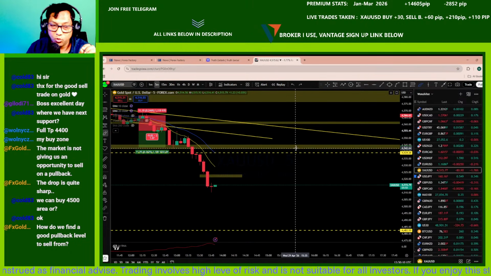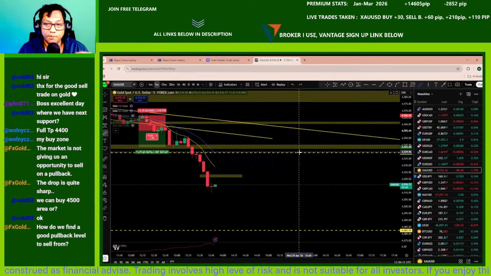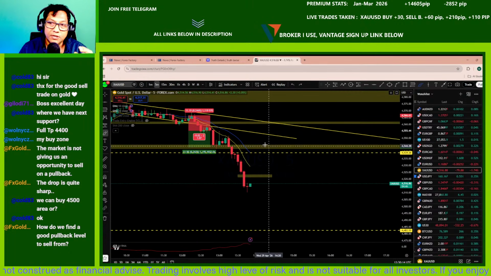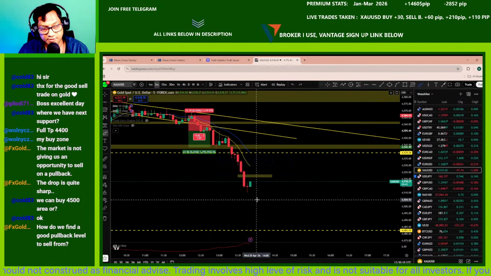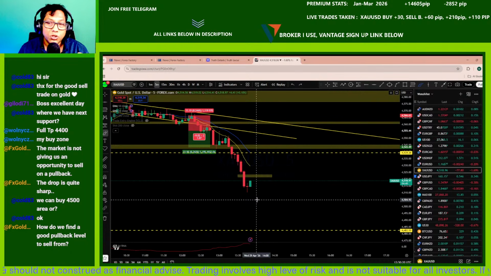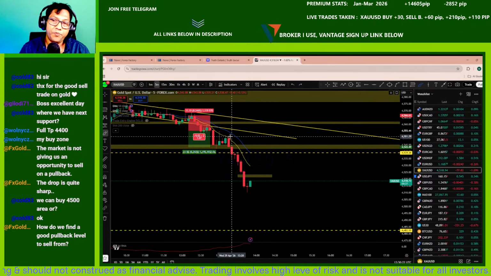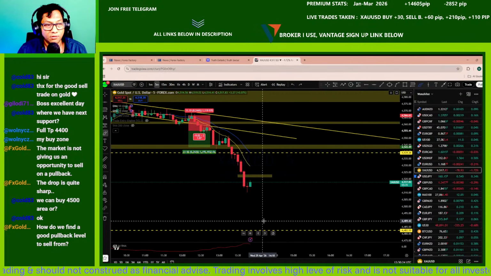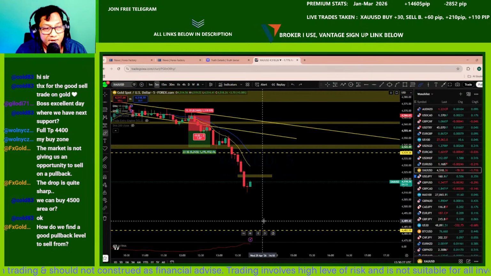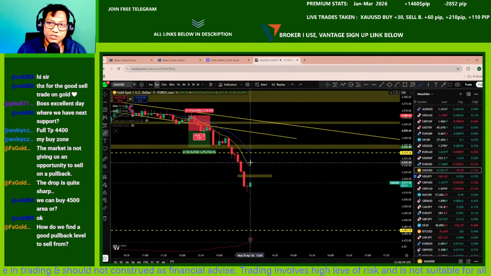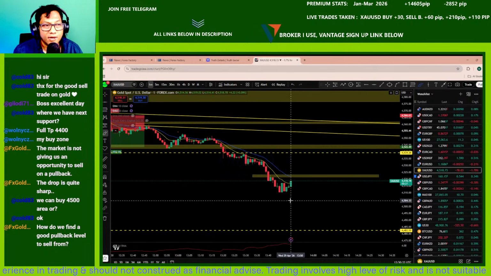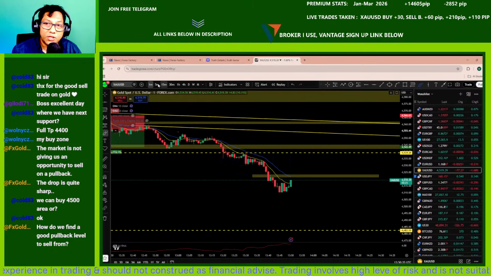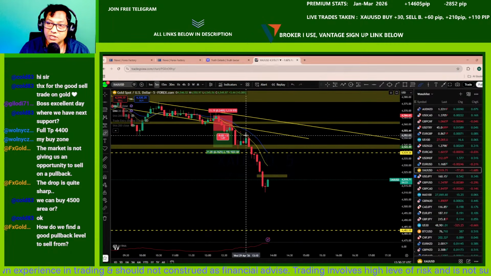Let me give you one very important clue that will help you always. When you see the market drop like that or go up like that, always look at what time frame all those red candles or all those green candles are on. You see that this is 5 minutes, but in 1 minute you're not going to see all those red candles. There are green candles also, but when you look at the 5 minutes, you can see all those red candles.